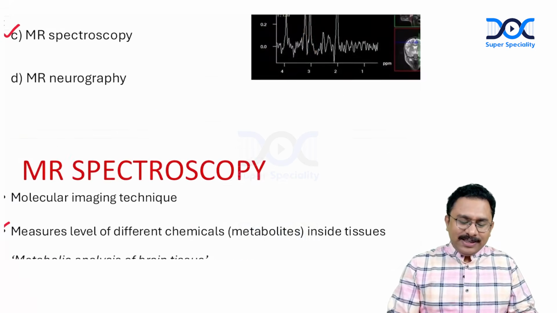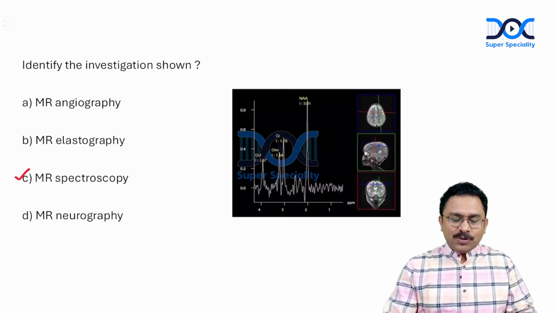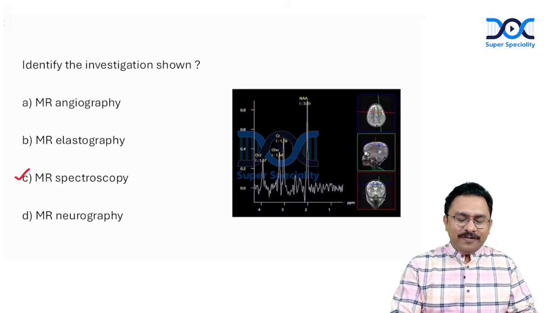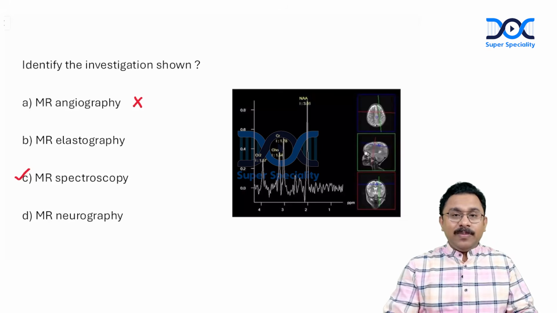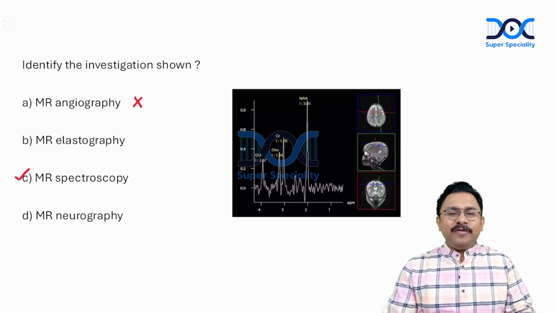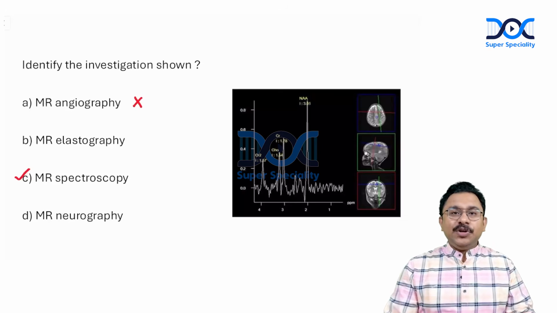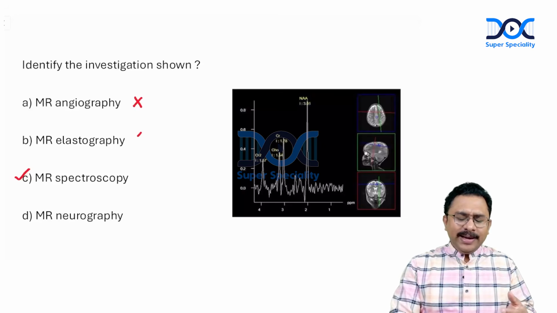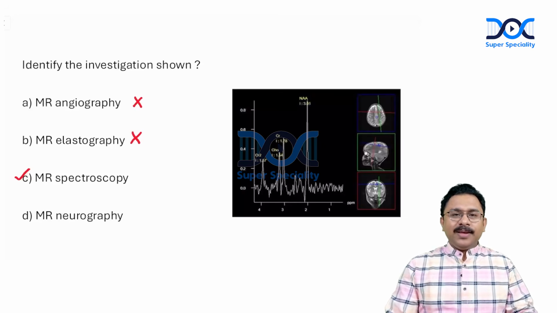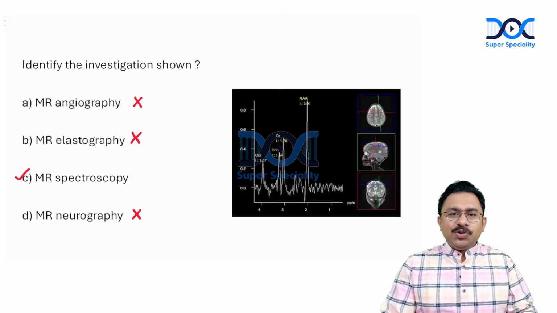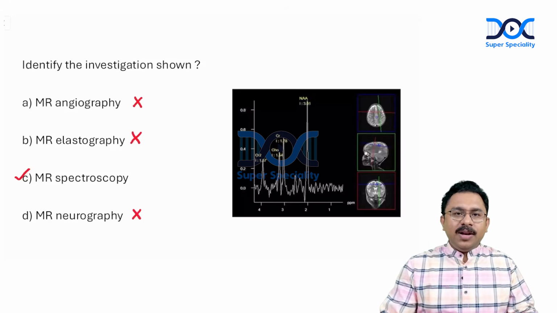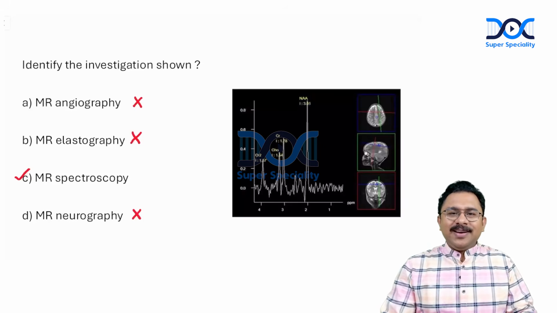So for this question, the answer is going to be MR spectroscopy. Look at the other options. Option A, MR angiography, is nothing but vessel imaging. MR elastography is used to assess tissue stiffness, maybe in case of liver cirrhosis. MR neurography is a high resolution MR imaging of the peripheral nerves. For this question, the answer is option C, MR spectroscopy.